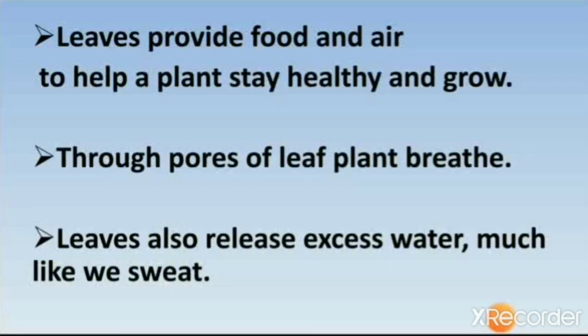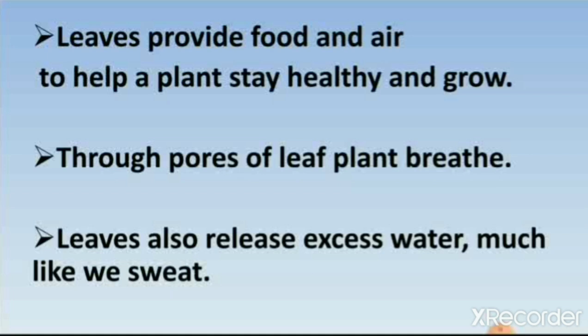So now, what is the importance of leaves in a plant? Leaves provide food and air to help the plant stay healthy and grow. Just imagine if there were no leaves on a plant, what would happen? The plant becomes dry. Why? Because the leaf makes food for the plant with the help of sunlight, air and water. So with the food and air provided by leaves, the plant starts growing healthy. So that is an important part of the leaves.